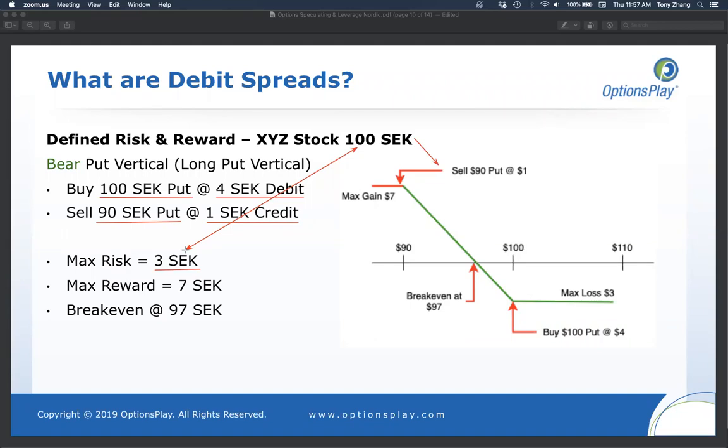But the trade-off that I have here is that I've capped my potential rewards. Instead of having unlimited gains like I have in the put option, now the most I can gain is 7 crowns. But I still have more than a 2 to 1 risk to reward ratio on this trade, meaning if I'm correct, I'm still risking 3 crowns to potentially make 7. That's a really good risk to reward ratio in my opinion. And lastly, my break-even price improves from 96 crowns to 97 crowns.